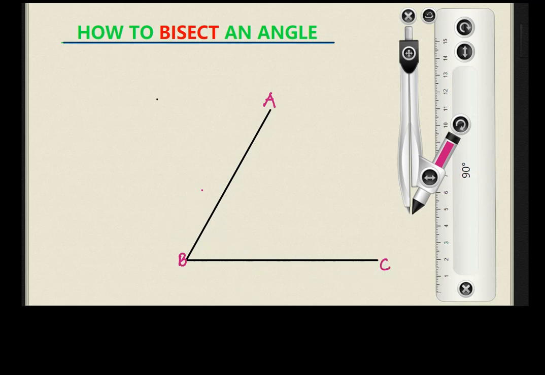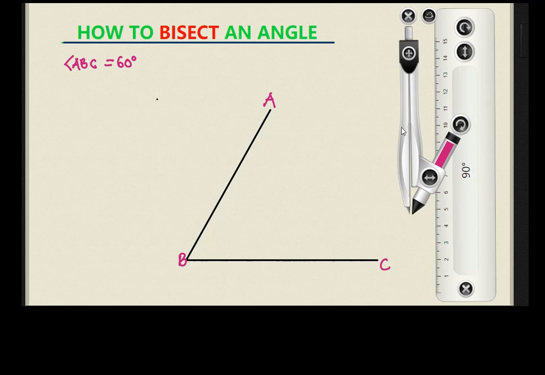When you were drawing the angle, you saw that this is 60 degrees. How can you bisect this angle? So our angle here, ABC, equals 60 degrees. I want us to bisect this angle such that the angle bisector passes through a point X.